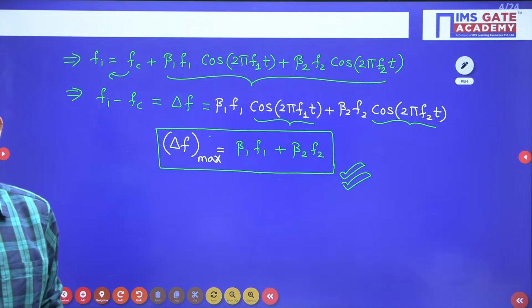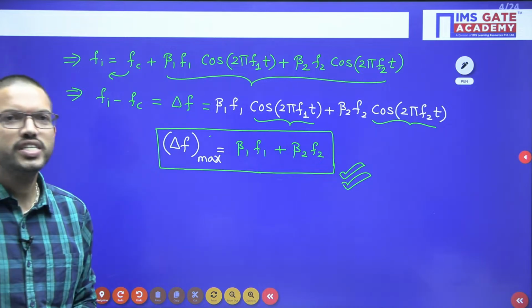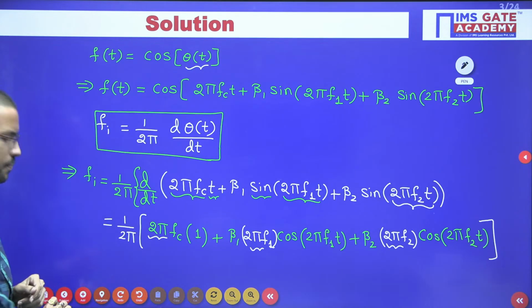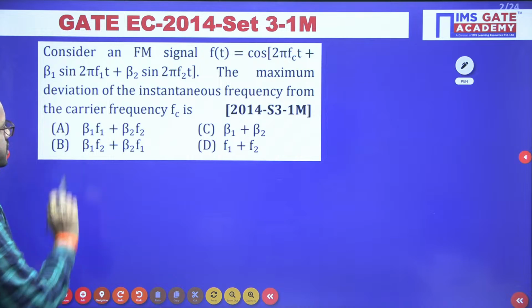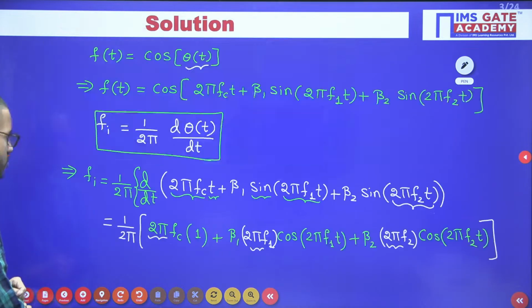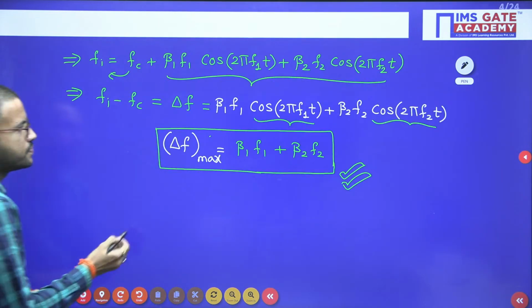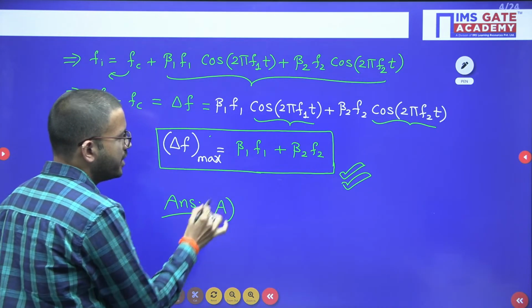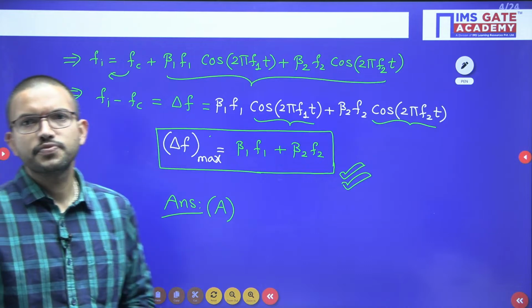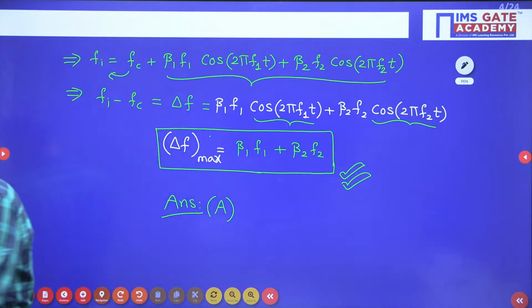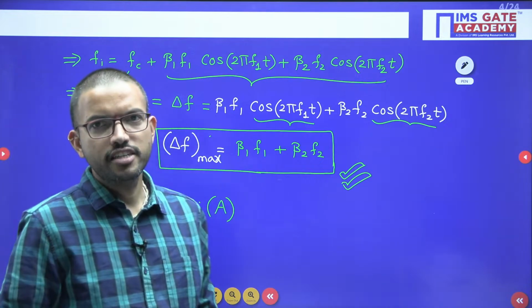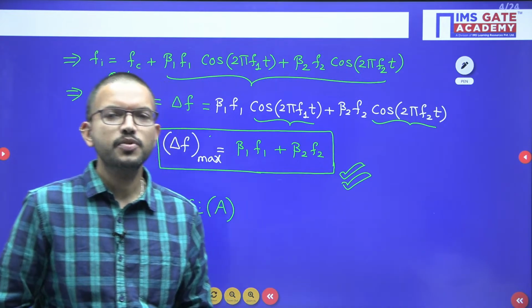Is it clear, Ghosh? Even other students, is it clear for everyone? Yes, very good, Ghosh. The correct answer for this question is option A, beta 1 f1 plus beta 2 f2. Yes, I hope it is clear for everyone. So all of you please respond.